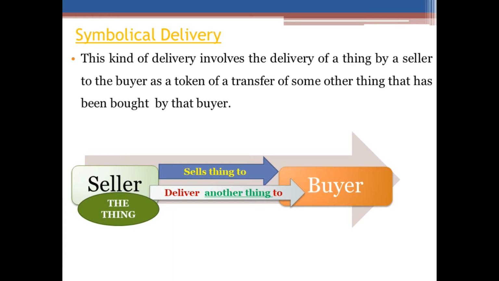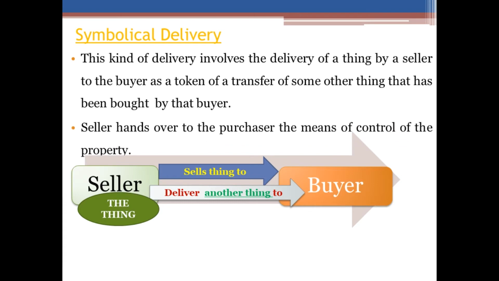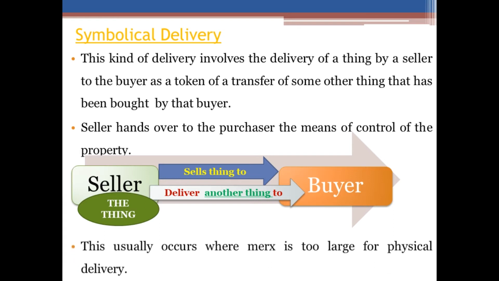Symbolical delivery is the kind of delivery which involves the delivery of a thing by a seller to the buyer as a token of transfer of some other thing that has been bought by that buyer. So the seller hands over to the purchaser some other thing which is the means of control of the thing that has been bought by the buyer. The seller has the thing in this situation, sells the thing to the buyer, and delivers another thing to the buyer, which is the means of control to the property that has been bought by the buyer. This usually occurs where the thing is too large for physical delivery.